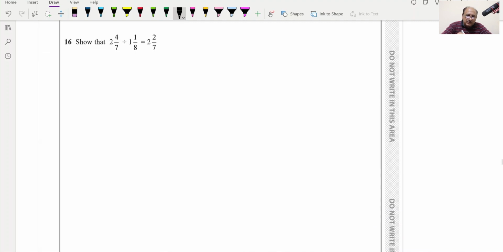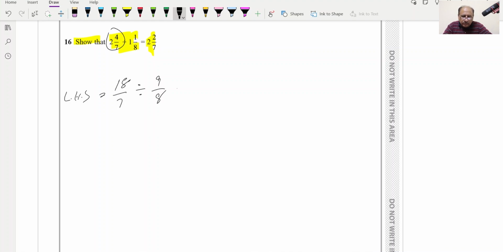Question number 16. Fractions show that this side is equal to this side. So we can solve both sides also. So first of all, we'll convert this. 7 2s are 14. 14 plus 4 will be 18. So 18 by 7. And division, this will be 8 ones are 8 plus 1. So 9 by 8.